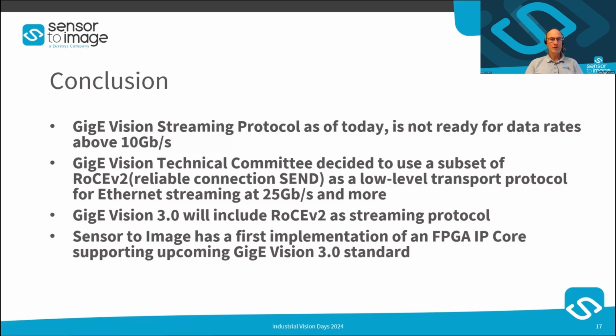To sum that up, the GigE Vision streaming protocol as of today is not ready for data rates above 10 gigabit per second. The GigE Vision technical committee decided to use a subset of the RoCEv2 protocol, especially the reliable connection send transport function, as a low-level transport protocol for Ethernet streaming at 25 gigabit per second and more. GigE Vision 3.0 will include RoCEv2 as streaming protocol. And we at Sensor to Image have a first implementation of an FPGA IP core supporting the upcoming GigE Vision 3.0 standard.